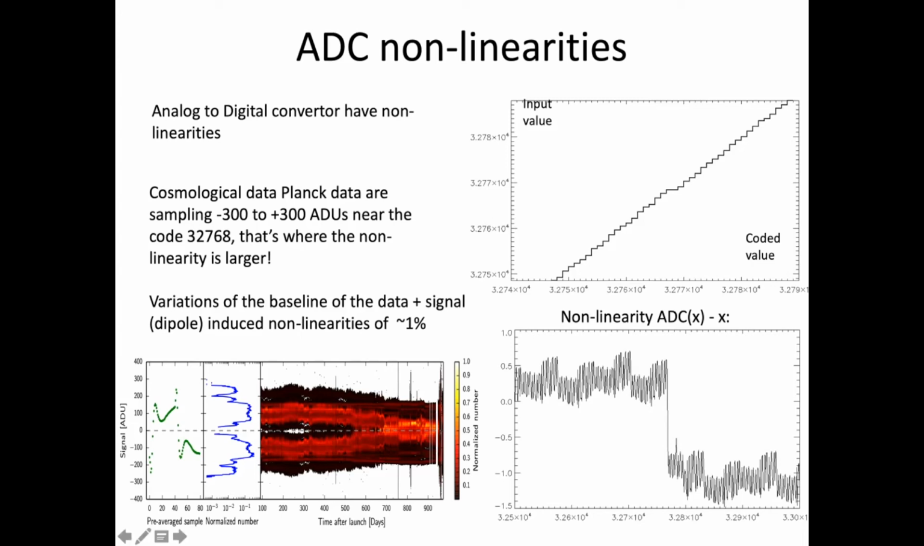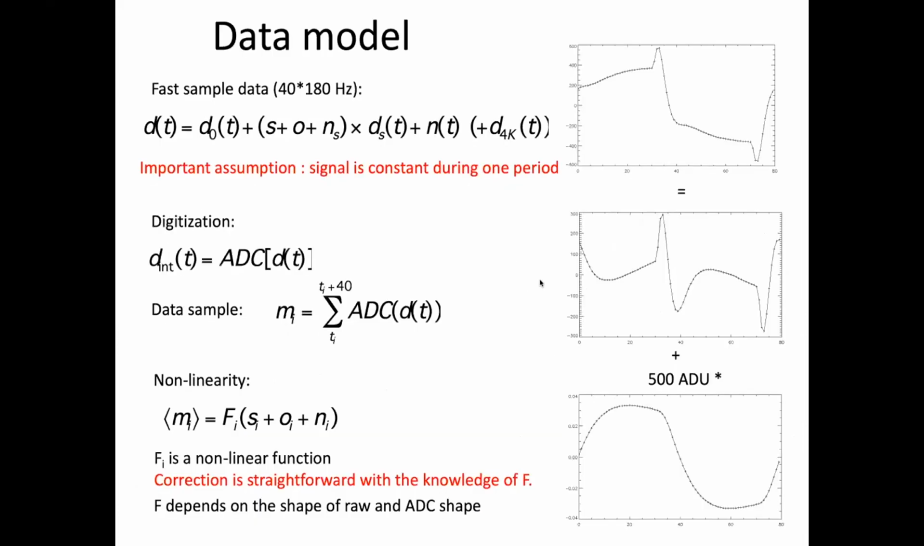So you know that data are digitized, and actually the fast samples, so for Planck, the scanning frequency was 180 hertz, but we had some fast sampling with the electronics, and on board the data were coded. The fast sampling was 40 times 180 hertz, basically. Each of those fast samples was coded with an ADC, and then they were averaged over 40 subsamples. You can see an example here.